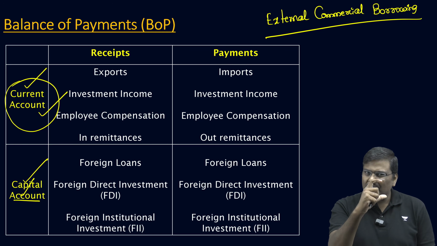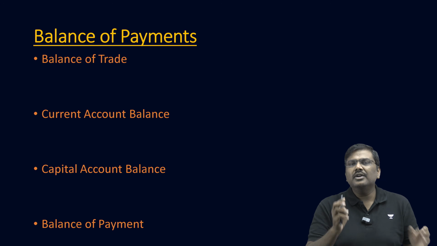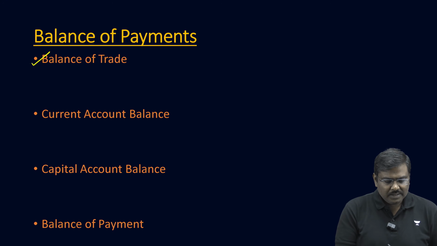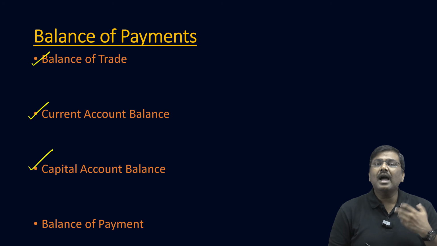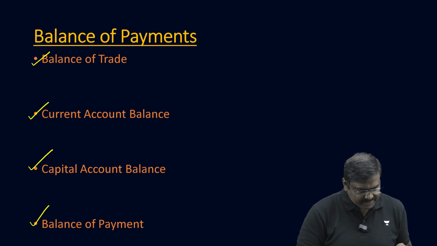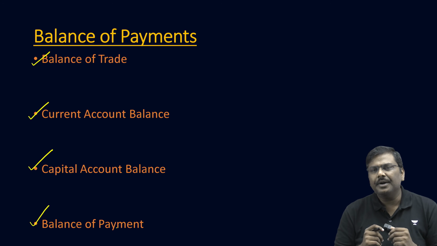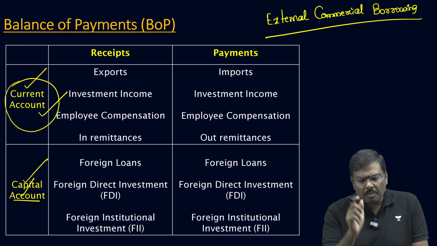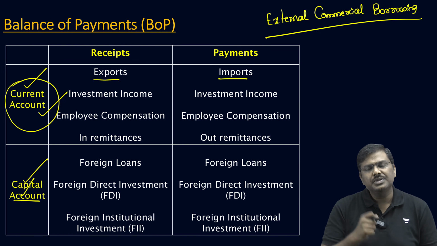Now, having looked at the structure of balance of payment, there are certain important terminologies that you are supposed to understand. First one is balance of trade, second one is current account balance, the third one is capital account balance, and the last one is the balance of payment, whether this is deficit or surplus, etc. Let's go one by one. Now have a look at the first component under the balance of payment, that is exports as well as imports.